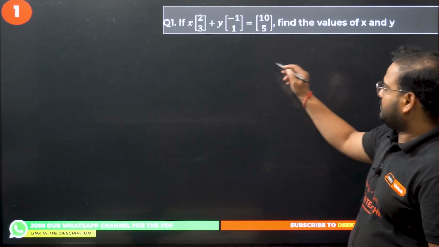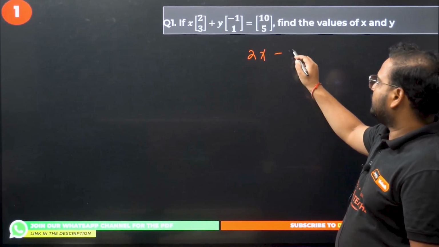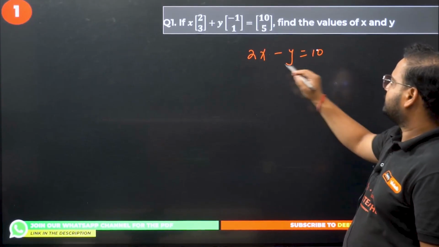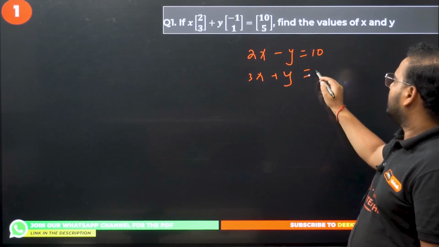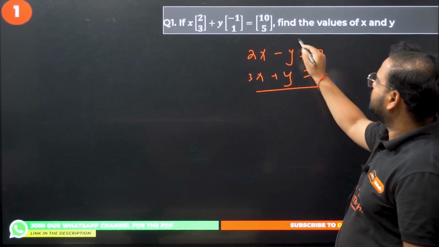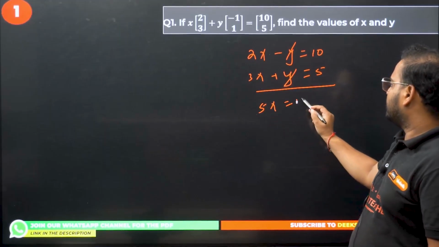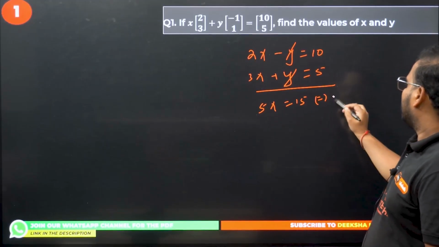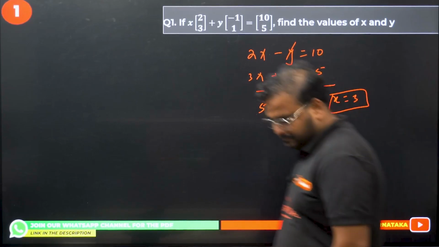Okay, we can do that. We'll get 2 equations over here. 2x minus y equals 10. Over here we get 3x plus y equals 5. Add these two, y gets cancelled. You have 5x equals 15, which means x value is 3. X value is 3. Clear?